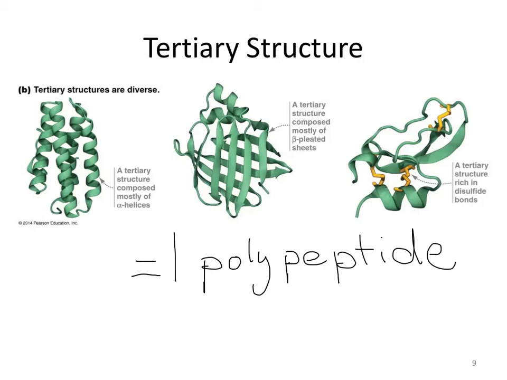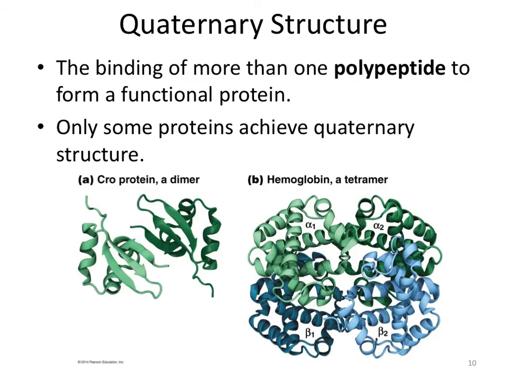Now I said for many proteins tertiary structure is the final level of structure, but not for all. Some go on to what is called quaternary, or the fourth level of structure. So here are two proteins that have achieved quaternary structure, and they are only functional, and therefore complete proteins, when they are in this structure. So quaternary structure occurs when you have the bonding of more than one polypeptide to form a functional protein. Only some proteins achieve quaternary structure.